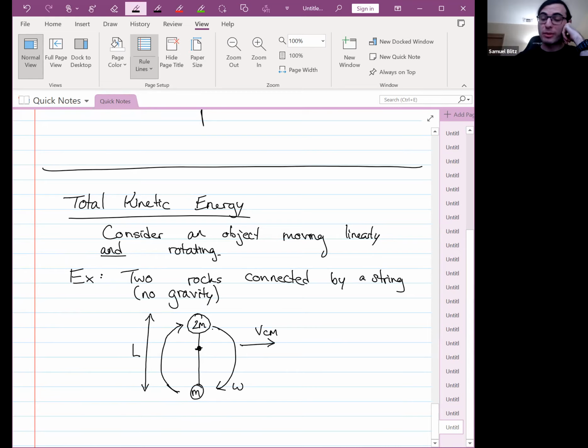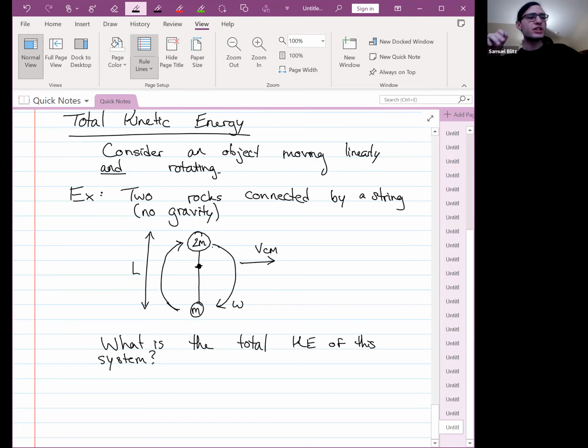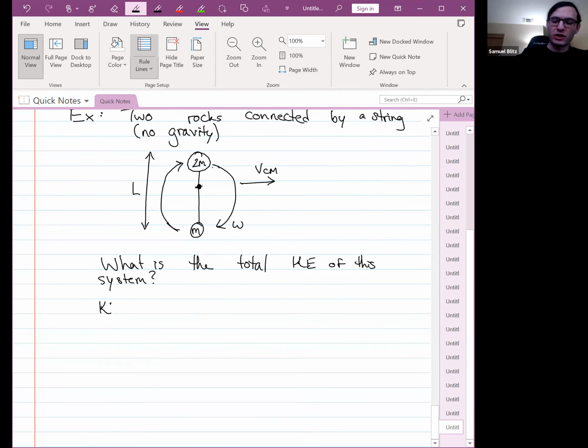So the question you might have then, well, it's rotating, it's spinning as it's going. You might ask, what is the kinetic energy of the system? What does that even mean? So let's just consider it. Let's just find the kinetic energy of each of its parts and add them together. We're going to find the speed of each of these rocks, find the kinetic energy of each of the rocks independently, and then we're just going to add them together. By the way, we're going to do that in this configuration.